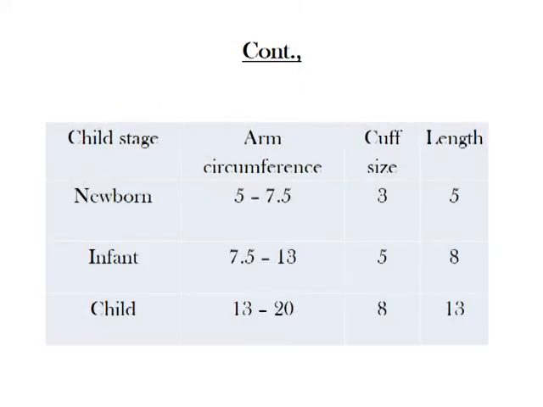Child stage: newborn, arm circumference 5 to 7.5, cuff size 3, length 5. Child stage: infant, arm circumference 7.5 to 13, cuff size 5, length 8. Child stage: child, arm circumference 13 to 20, cuff size 8, length 13.